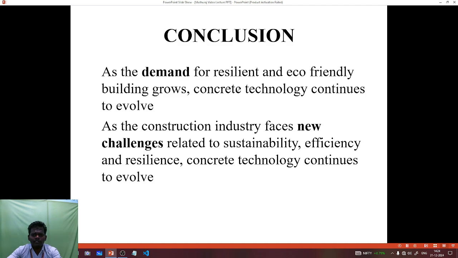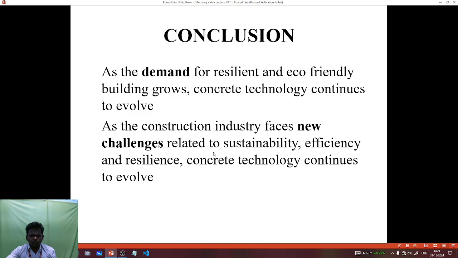Conclusions: as the demand for resilient and eco-friendly building grows, concrete technology continues to evolve. As the construction industry faces new challenges related to sustainability, efficiency and resilience, concrete technology continues to evolve.